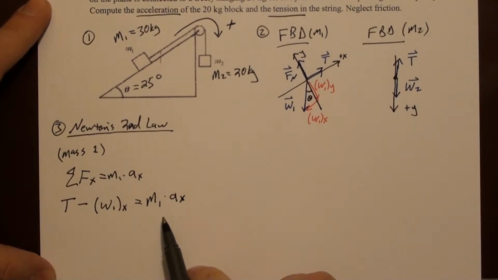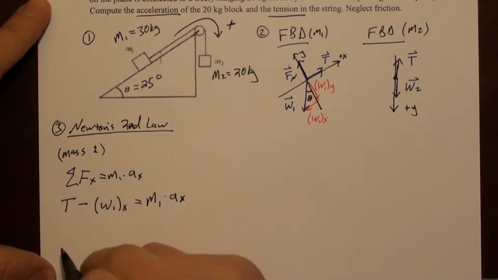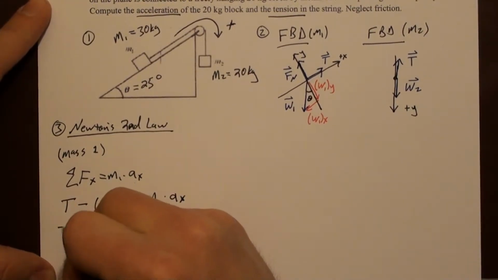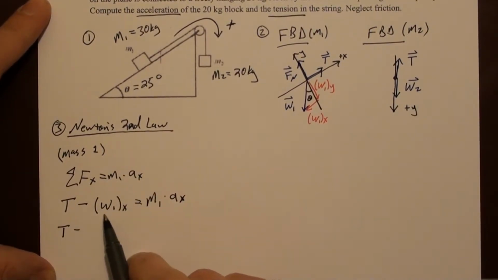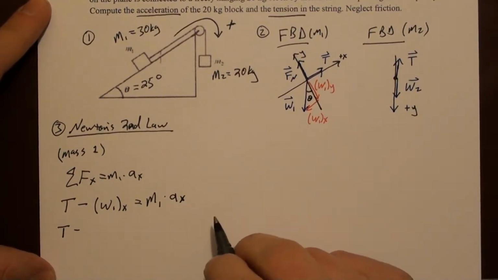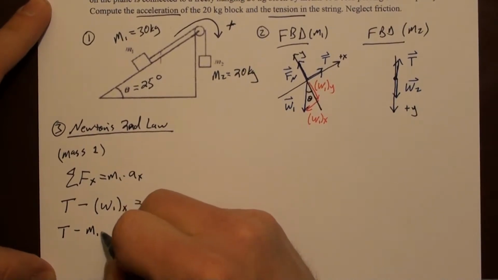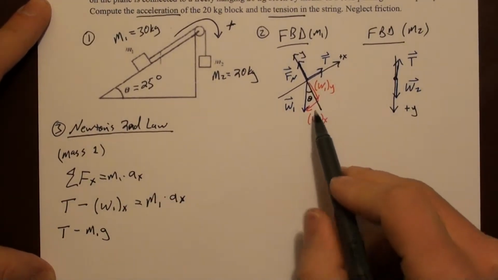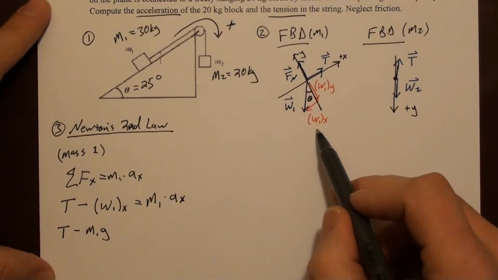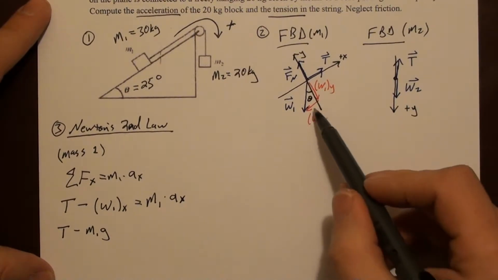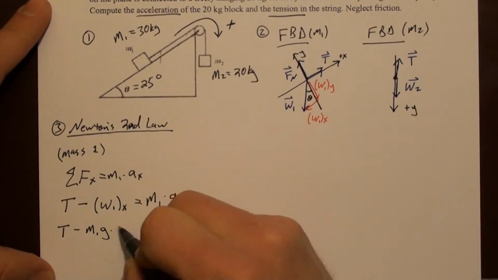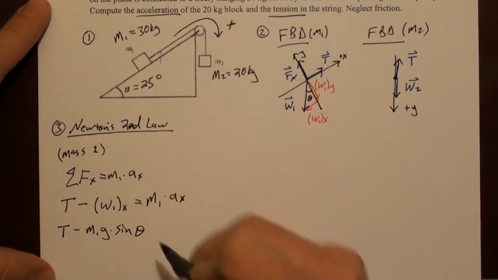So I'll include that here. So T minus the weight of this block, m1g, and the weight 1x is the opposite side, so that's a sine of theta.